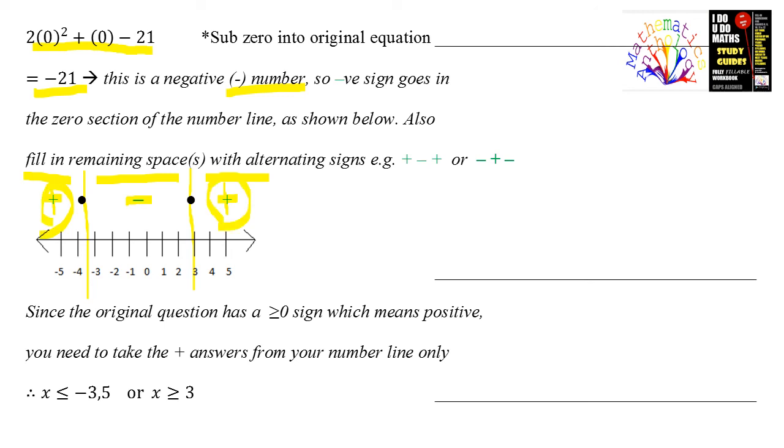It means that the first answer will be x is less than or equal to negative 7 over 2, or x is more than or equal to positive 3, as shown. And that's how you do critical values and inequalities.